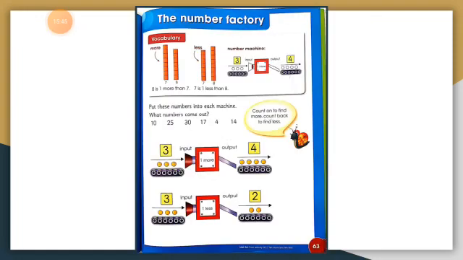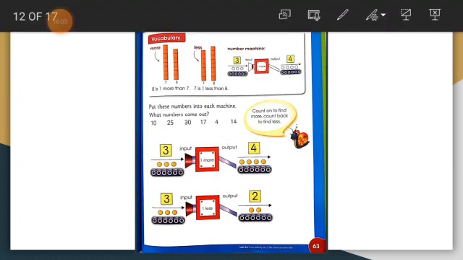Now look at this page. This is page number 63. Here we make the number factory. The number factory means we are going to put a number in the factory and the answer will come from the other side. For example, look at the first one. Inside this one there was 3. We add 1 more number in it. What answer comes? 4, because 3 plus 1 makes 4.